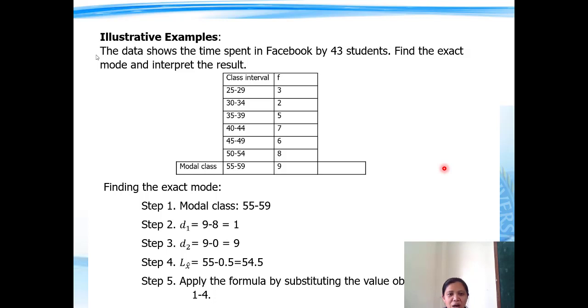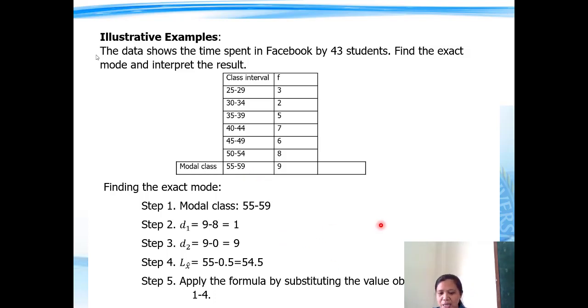For d sub 1, we have 9 minus 8. The frequency of the modal class is 9, and we subtract the preceding frequency, that is 8, so we obtain 1. And for d sub 2, the frequency of the modal class minus the frequency after the modal class, we have 9 minus 0, therefore we have 9. And for our lower class boundary, we subtract 0.5 from the lower limit of the modal class, 55 minus 0.5, so we obtain 54.5.